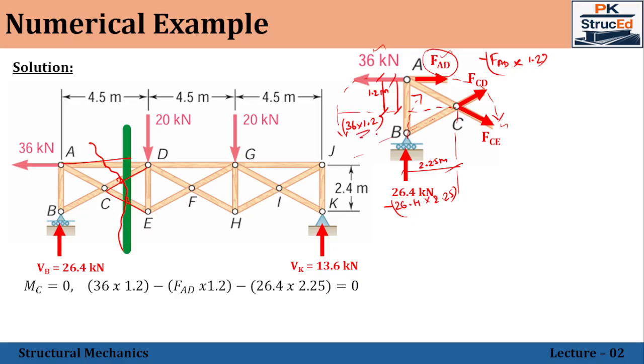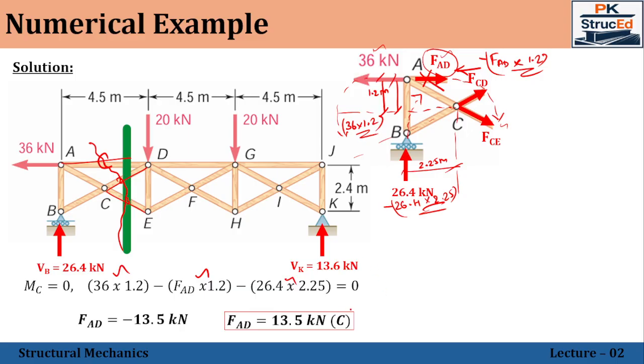You can see 36 into 1.2 has been taken, minus FAD into 1.2 has been taken, and minus 26.4 into 2.25 is also taken. So solving this one, we'll get the value of FAD. So the first question is over. That is the member force in AD, which comes to be minus 13.5 kilonewton, which means the assumed direction is wrong. This will be acting in the opposite direction, that is in compression. So AD is in compression.